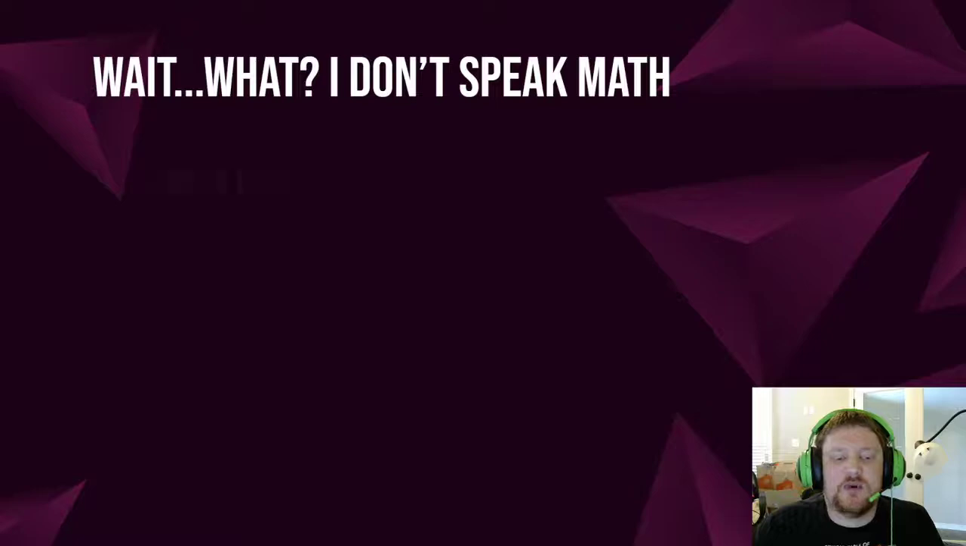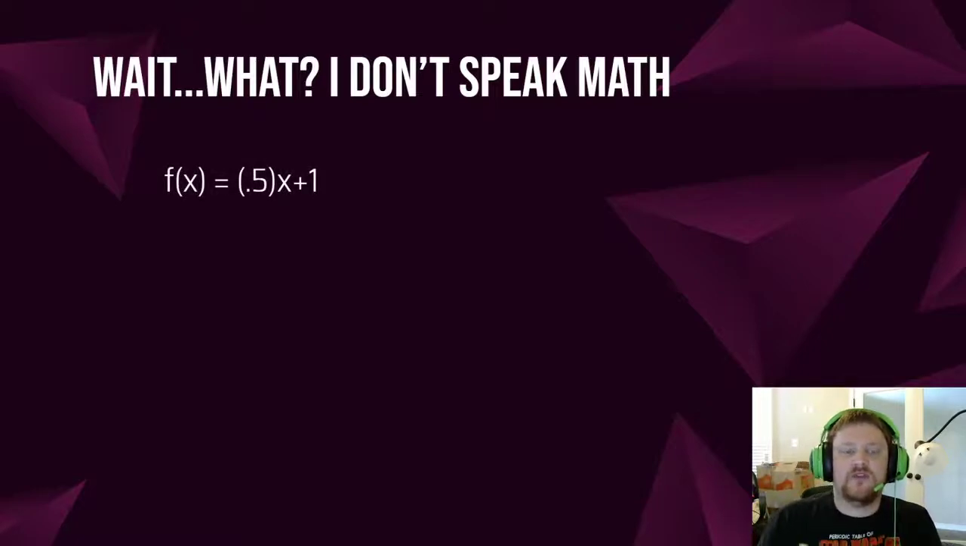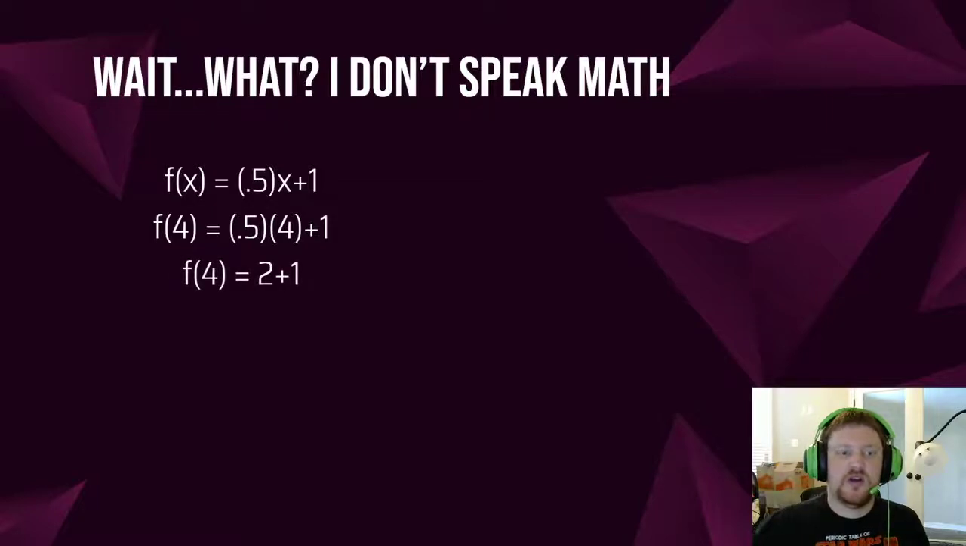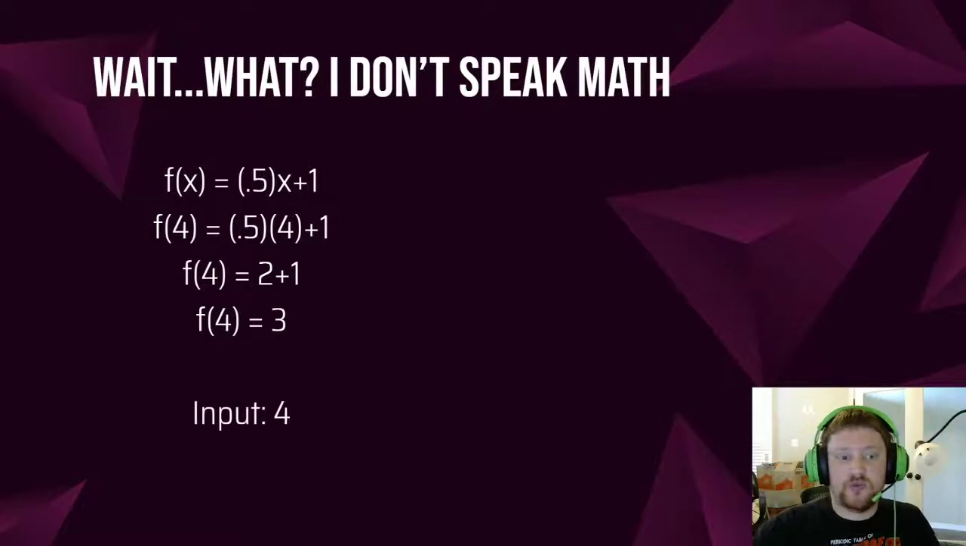Let's take, for example, f of x equals 0.5x plus 1. Linear function. So what we're going to do is take an example input. In this case, I've chosen 4. You plug in 4 for x, so you've got f of 4 equals 0.5 times 4 plus 1. When you take 4 times 0.5, it gives us a 2, and then 2 plus 1 gives us 3. So we have f of 4 equals 3. What this means is our input was 4, our output was 3.